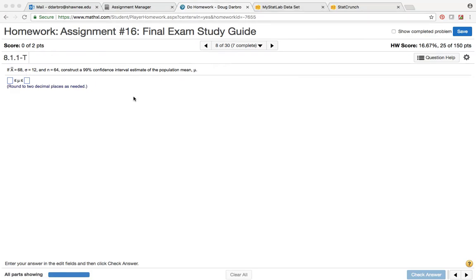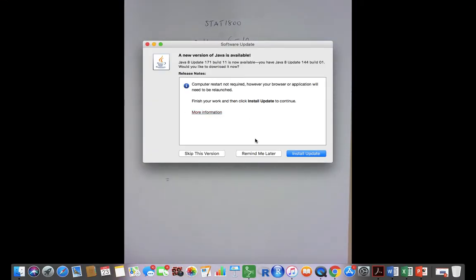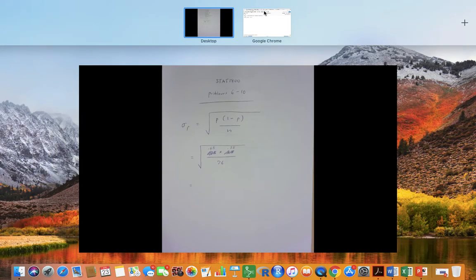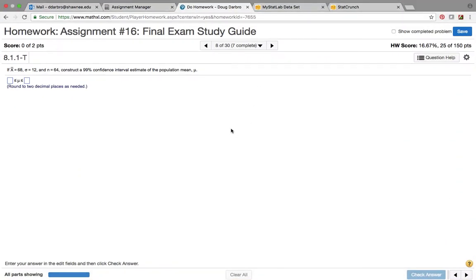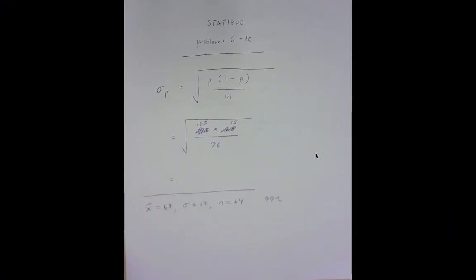So I'm going to write this stuff down. I have x bar equals 68. Sigma is equal to 12. And n is equal to 64. And it looks like we want a 99% confidence interval. And guys, let me show you what I did. All I did was just write that down so I have it available when we get to StatCrunch.